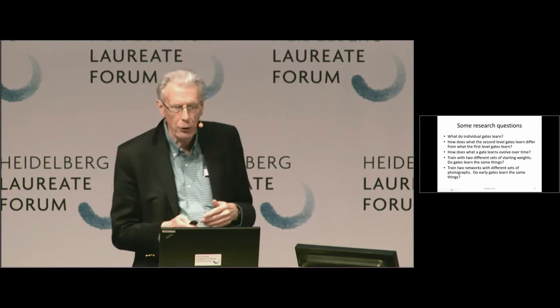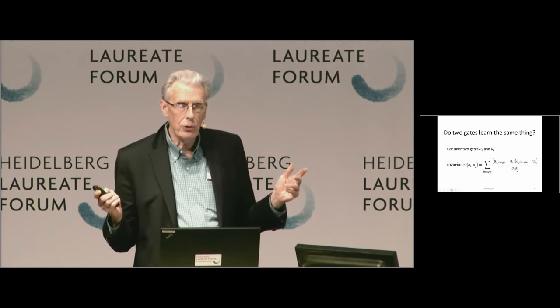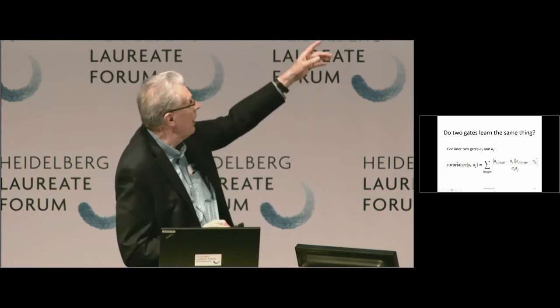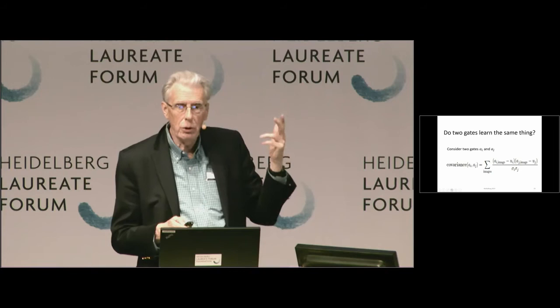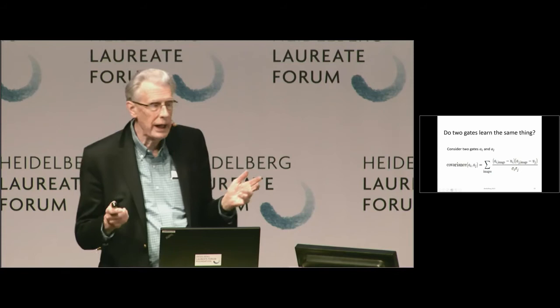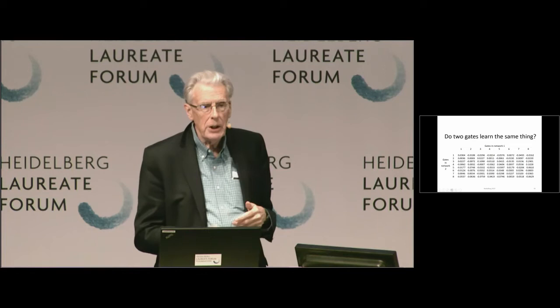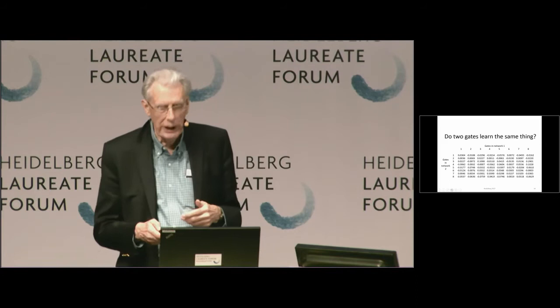So one question you might address is, do two gates learn the same thing? And what you would simply do is calculate the covariance of the activation vectors for those two gates. And if the number turns out close to one, the gates are learning something similar. If it's close to zero, completely different. So you'll get a matrix like this with a bunch of numbers, and you look for numbers like 0.9.